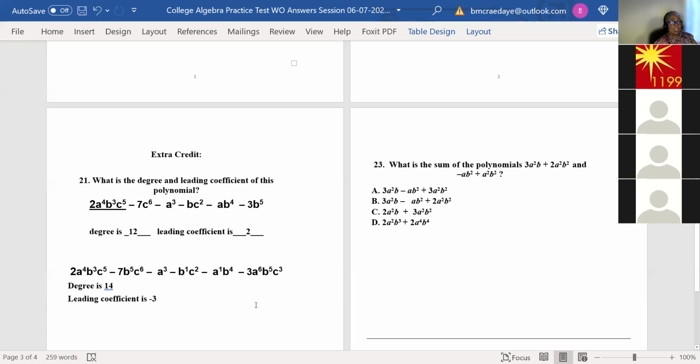Tell the truth. A coefficient is just the number in front of a variable or a group of variables. That's all a coefficient is. In other words, if I had 3y, my variable is y, my coefficient is 3. It's the number in front of a variable or a group of variables.